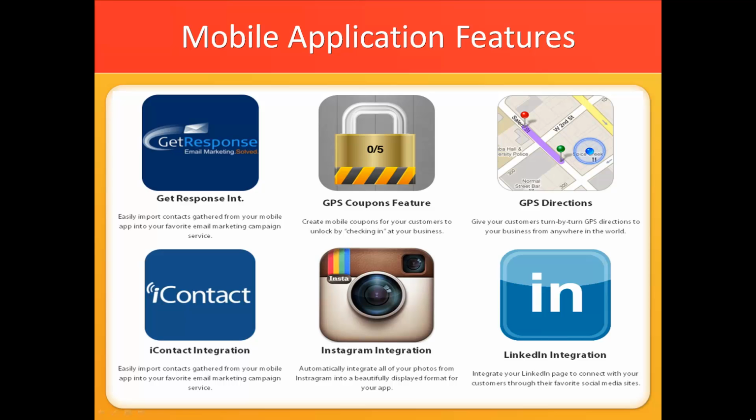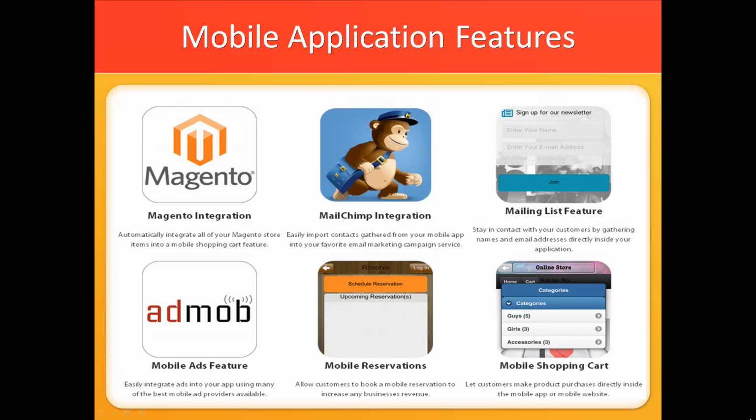Very, very important. GPS directions, we all know what that is. Again, we have email integration, Instagram integration, and of course, LinkedIn integration. Magento, you can automatically integrate all of your Magento store items if you have an account with Magento into a mobile shopping cart feature right on your app. MailChimp is another email integration function. There's another mailing list feature. Stay in contact with your customers by gathering names and email addresses directly inside your app.